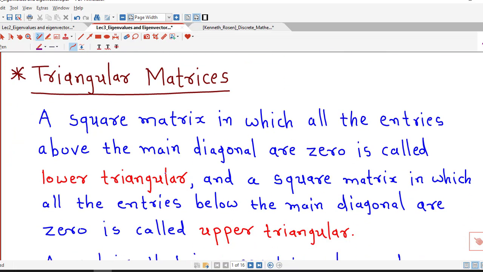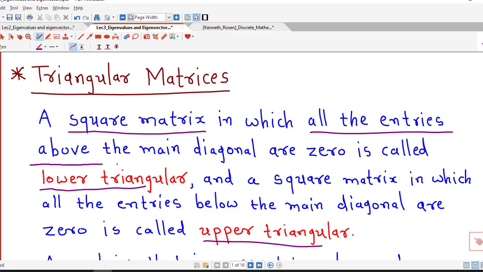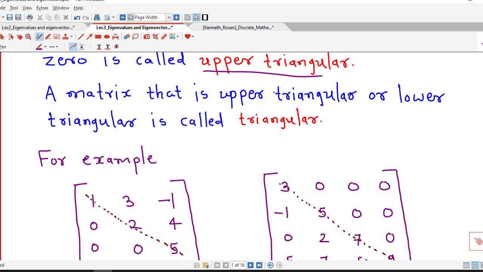So triangular matrix, there are two types of triangular matrix, lower triangular and upper triangular. A triangular matrix is a square matrix. We can define a triangular matrix for a square matrix only. A square matrix in which all the entries above the main diagonal are 0 is called a lower triangular matrix, and a square matrix in which all the entries below the main diagonal are 0 is called upper triangular. And a matrix that is either upper triangular or lower triangular is called a triangular matrix.